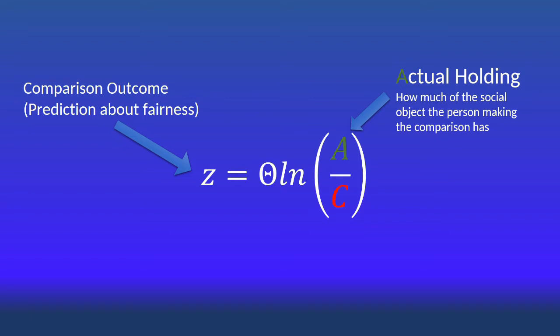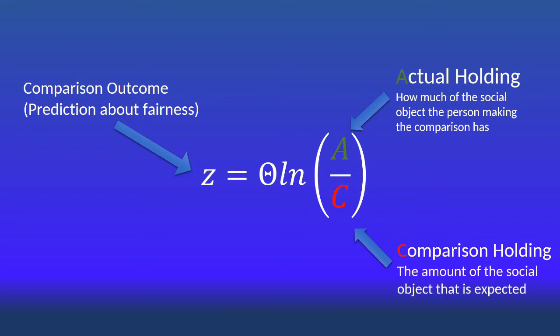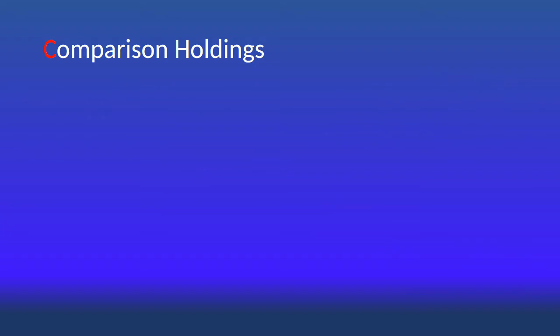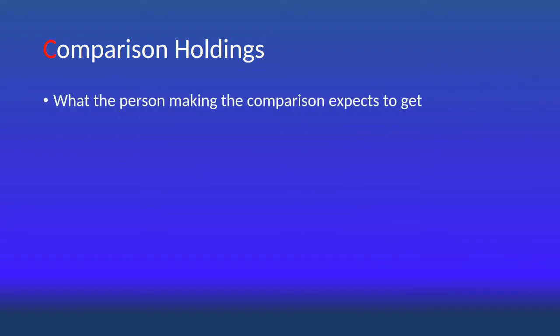C represents the comparison holding. C is the amount that A is being compared to. So this theory is ultimately modeling a comparison between the actual holding and the comparison holding. The comparison holding is the reward or punishment that a person expects in a given situation. Comparison holdings are the social part of this social psychology theory.